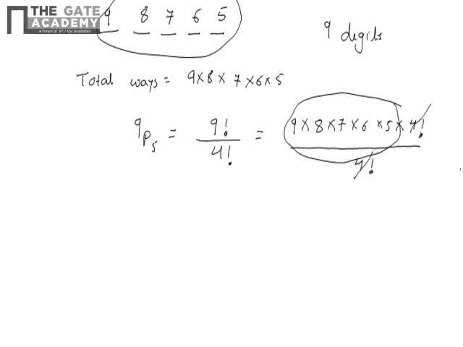Sometimes they ask the question where repetition is allowed. So if repetition is allowed to form a 5-digit number, then your answer will be 9 ways, 9 ways, 9 ways, 9 ways, 9 ways for each of the 5 digits. So the total number of ways is equal to 9 raised to 5. We'll see some more examples to understand this. Okay, let us take one example.